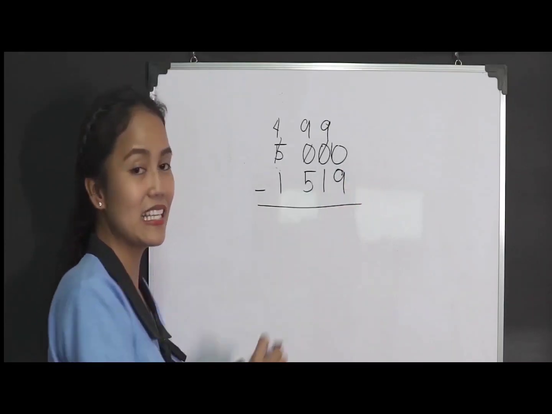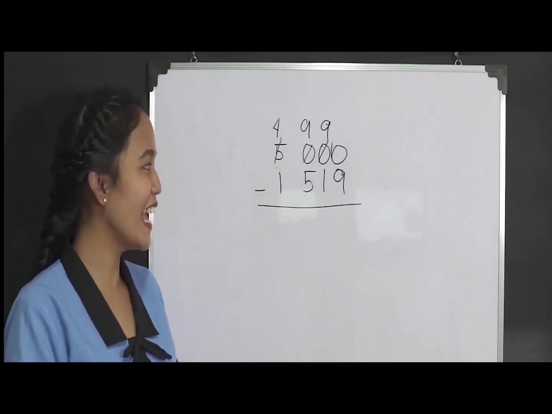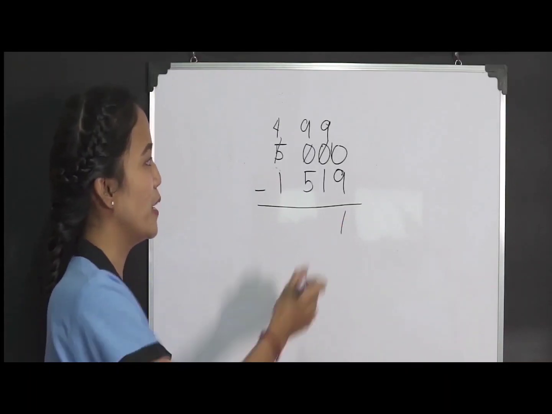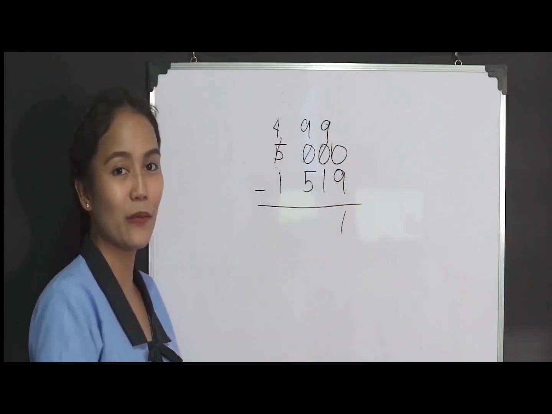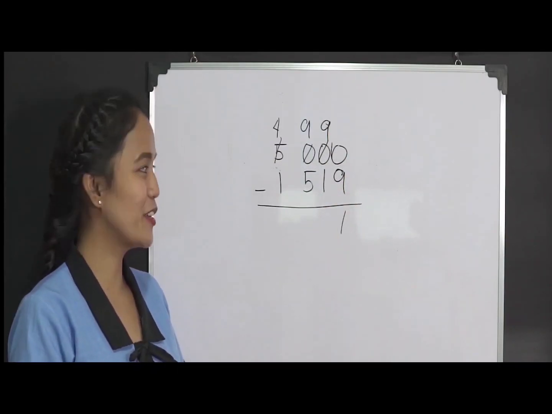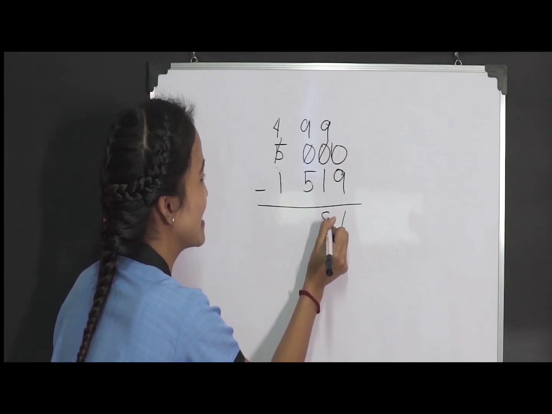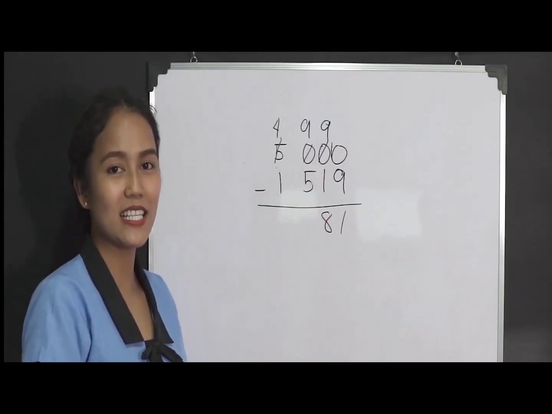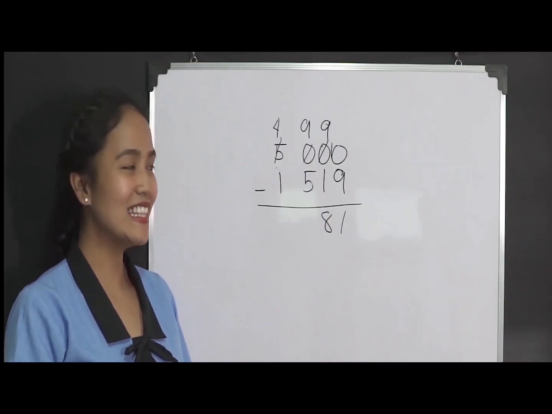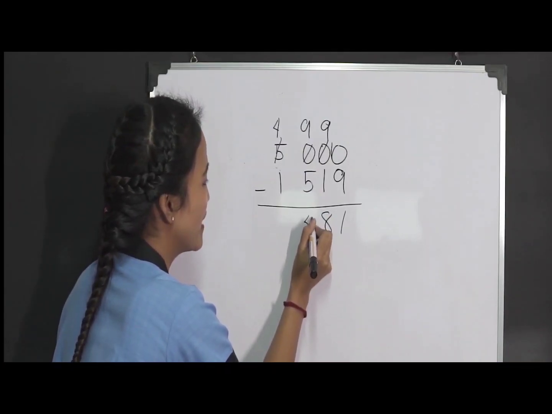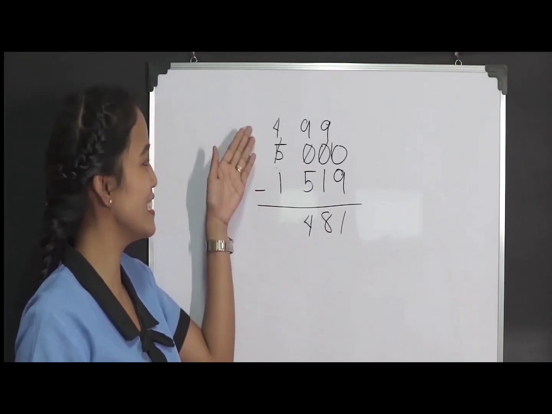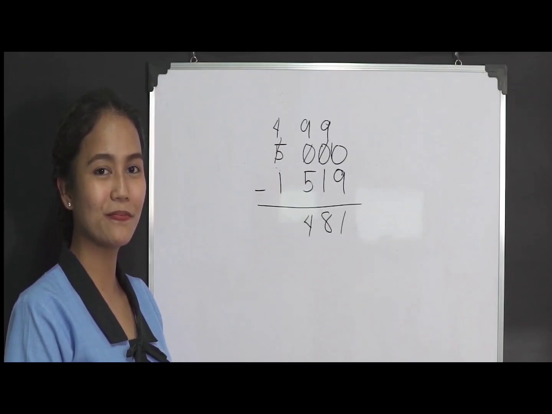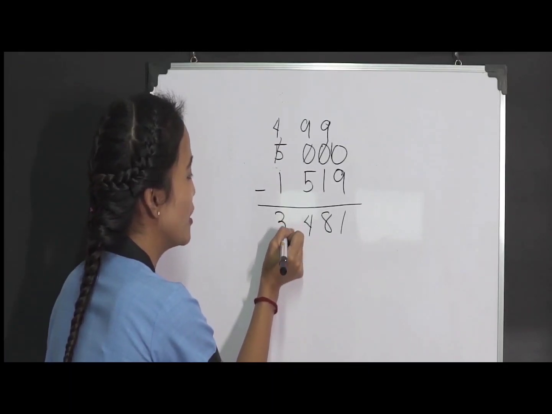10 minus 9 is equal to? Yes, it is equal to 1. Next, the tens column. 9 minus 1 is equal to? Very good. It is equal to 8. The hundreds column. 9 minus 5 is equal to? Nice. It is equal to 4. And finally, the thousands column. 4 minus 1 is equal to? Very good. It is equal to 3.